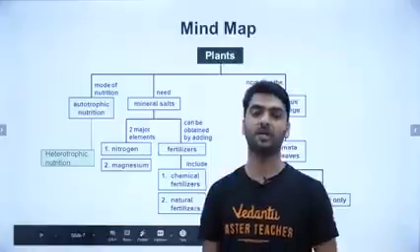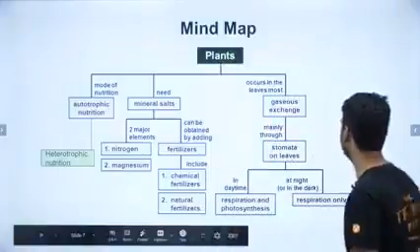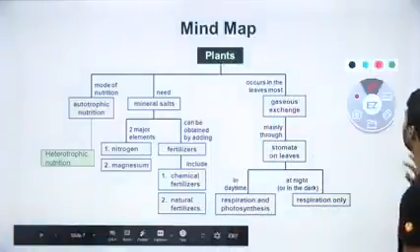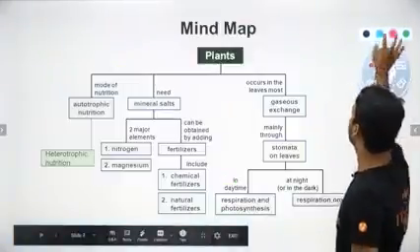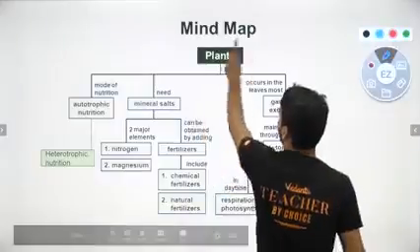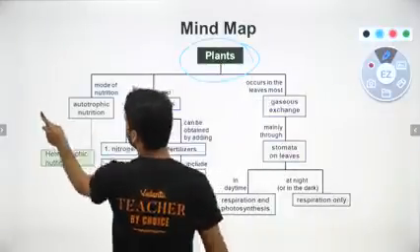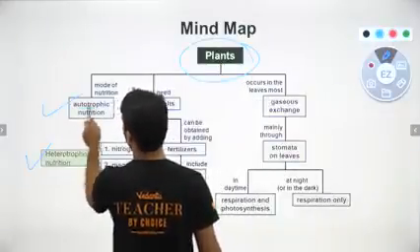So let us begin the learning. The very important mind map. We try to cover the entire chapter in the form of a mind map, and a very important mind map that begins by telling us that plants have got two major modes of nutrition.